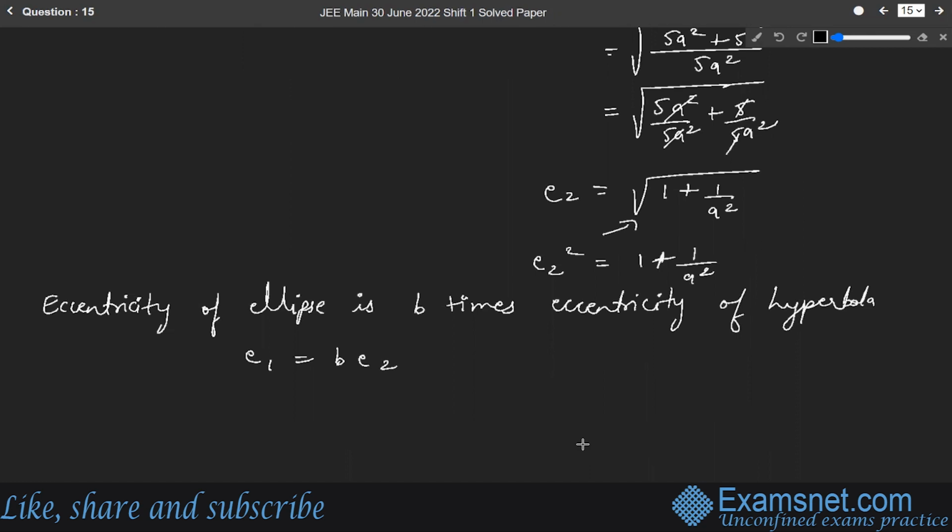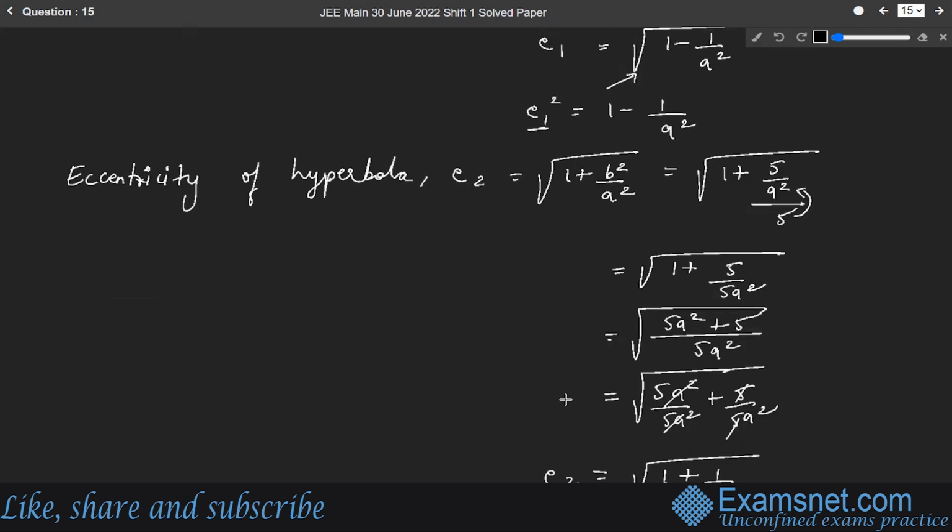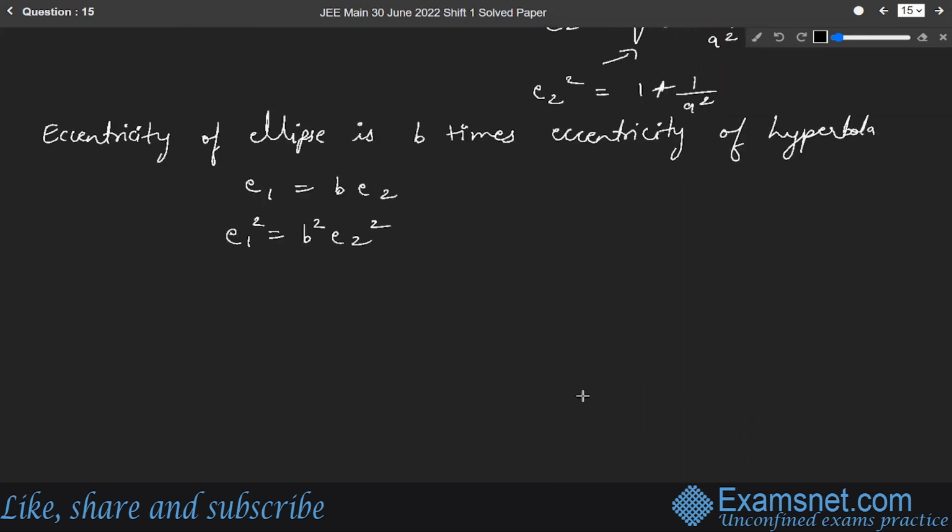Now if E1 is equal to b into E2, so if we square these terms, then E1 square will be equal to b square into E2 square, right? Why have we squared here? Because we have the values of E1 square and E2 square. So what is the value of E1 square? It is 1 minus 1 upon a square. So let us put it: 1 minus 1 upon a square is equal to b square into E2 square. E2 square is 1 plus 1 upon a square, right? So from here we can find the value of b square.